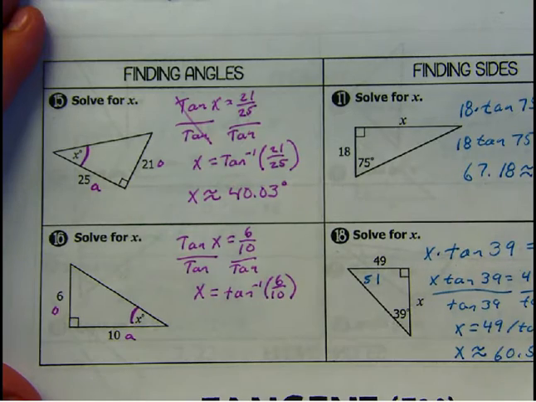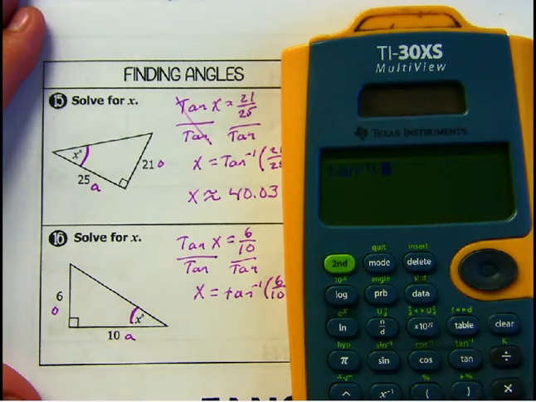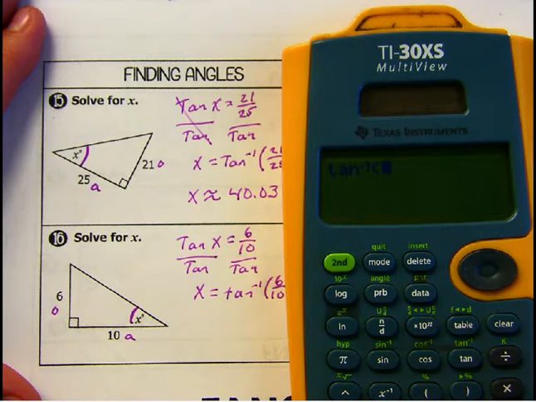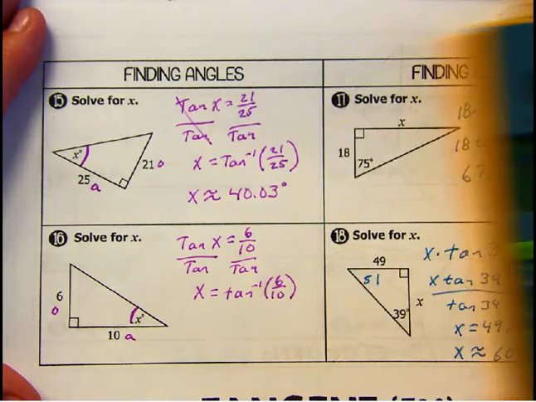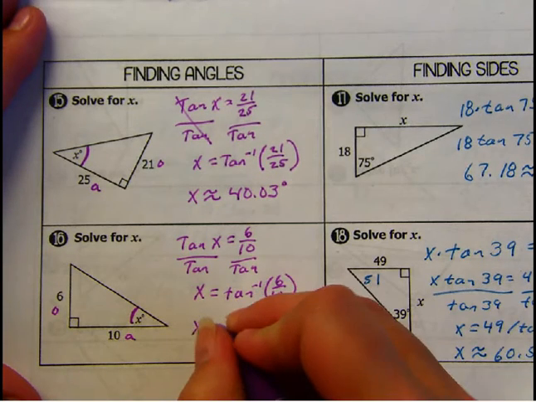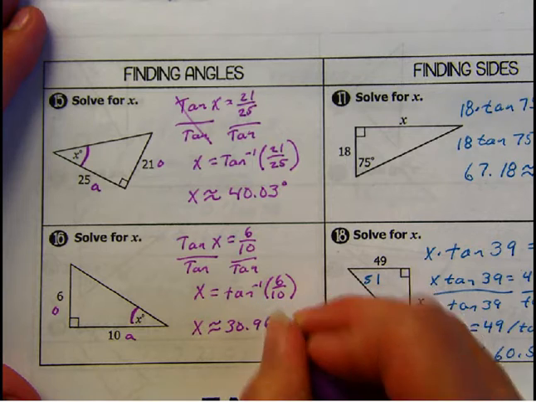So typing that into our calculator, second tangent, and then we want 6 divided by 10. Hit enter, and to the nearest hundredth, we get 30.96 degrees. So x is approximately 30.96 degrees.